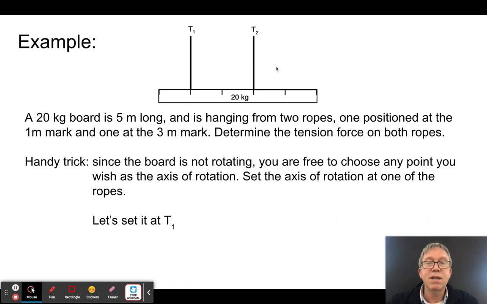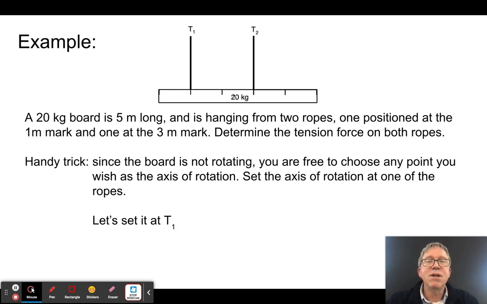So here's the trick. The trick is, since the board isn't rotating, I get to choose what to call my axis of rotation. And I'm going to choose the axis of rotation to be where one of these forces is being applied. And here's why. Torque is equal to m r times sine theta, right? If that r is 0, then the torque is 0. So that way it simplifies the matter.